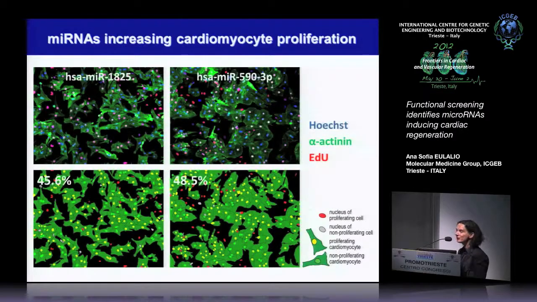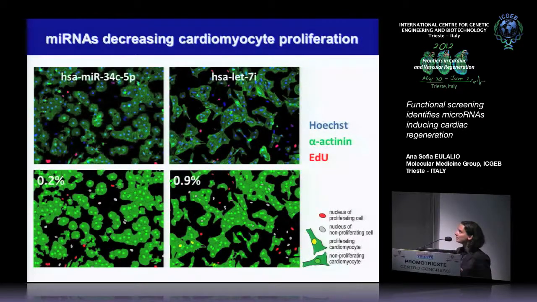This becomes more clear if I show you some representative images of microRNAs increasing cardiomyocyte proliferation. Here we have two top hits of the screen, and you can immediately see that the number of cardiomyocytes which are now positive for the proliferation marker is dramatically increased. This is also clear here in the image analysis, and you can see that now we have about 50% of the cardiomyocytes proliferating, coming from a control situation where we had 12.5%.